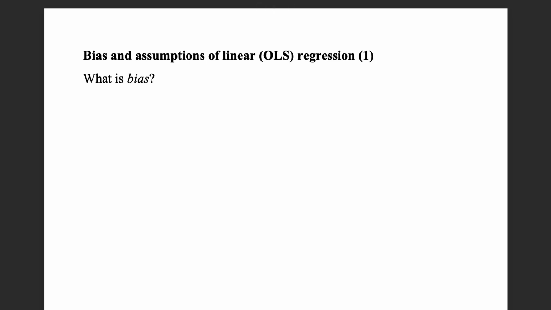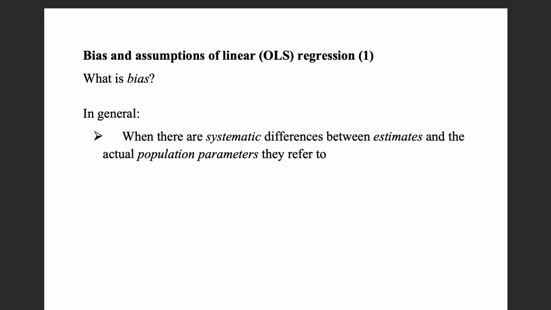So, of course, then let's start with the most important question probably. What is bias? Well, bias has, of course, an everyday language meaning, many of those actually. But in statistics, it has a very specific meaning. So when we talk about bias in statistics in general, we talk about a situation where there are systematic differences between our estimates and the actual population parameters to which they refer. Remember, we are doing inferential statistics, so we are estimating, in this case, regression coefficients, but we actually want to say something about the underlying population parameters, so the actual population regression parameters, which we can't actually observe.